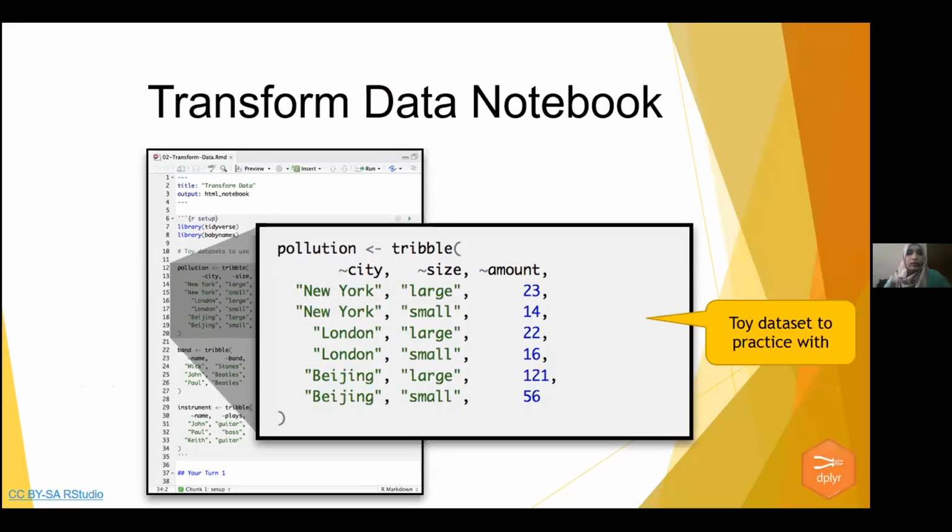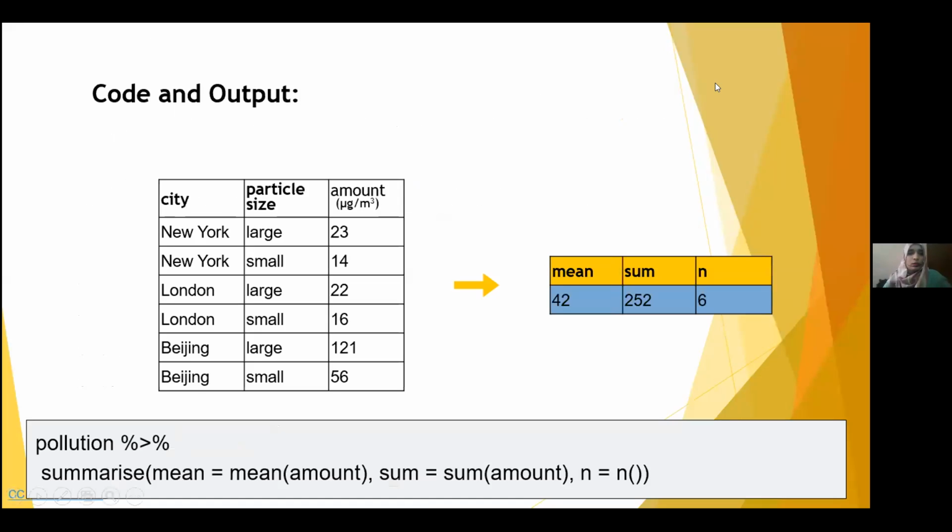Okay, next, for example, our goal is to calculate utilizing the summary function. So we are using another data set, this is the toy data that we will use for the practice. In the previous slide we used baby names instead. In this slide we will use the data set with the name pollution and the pipe operator, then the summarize function just to calculate the mean of the amount of the particles in different cities with different particle size. So just put mean with the parenthesis amount, and you'll get the mean, summation, and total number of cases in the data set.